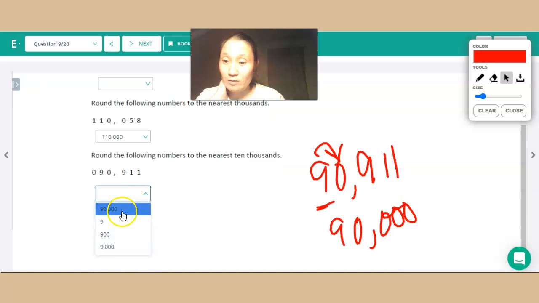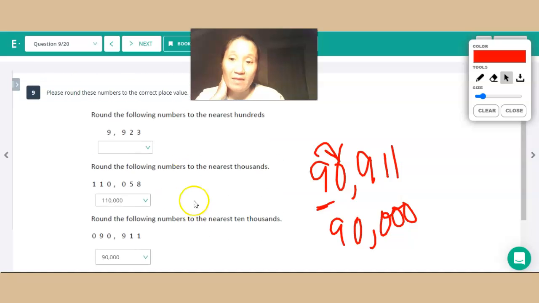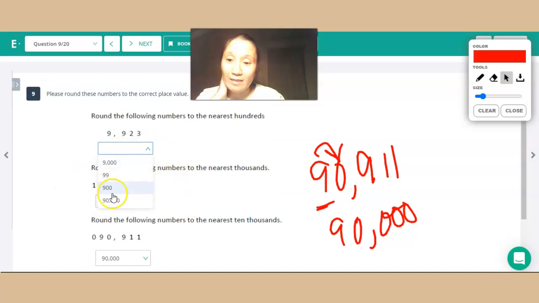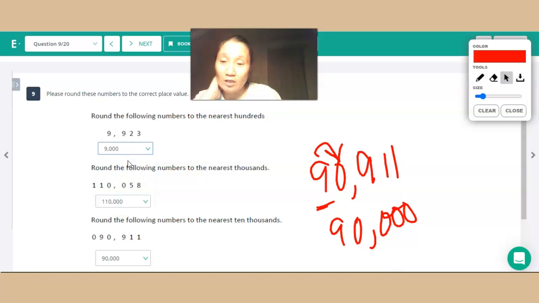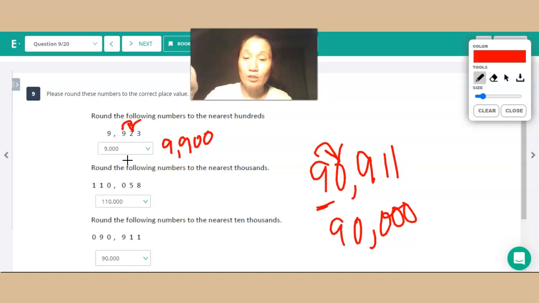So 90,000 there. Okay, this one, when I did it, I forgot that I needed the other 9, so this one should be 9,900. That should be a 900 right there. So that one should have been 9,900 because the 2 is weak. All right, questions, concerns, let me know. Work on the problem. I'll see you soon.